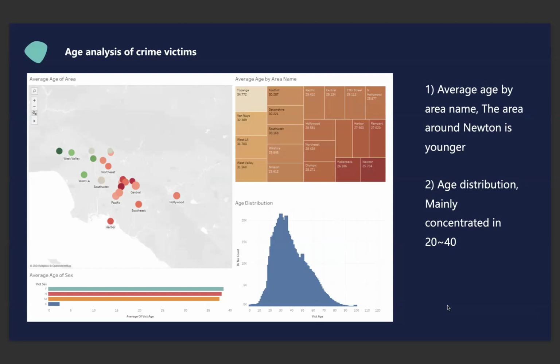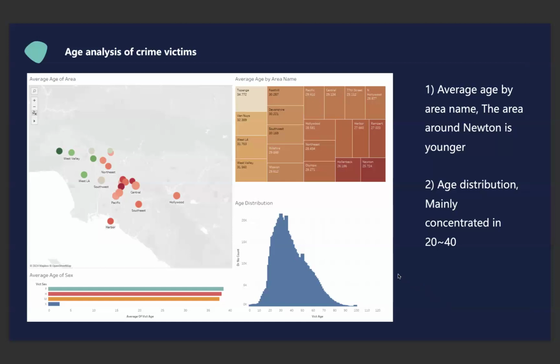This color coding helps to draw attention to regions where the victims are notably younger, indicating a higher likelihood of underage victims. Such areas may require more immediate attention and targeted interventions. From the map, it's evident that the regions near Newton have a generally younger demographic of victims, suggesting a potential hotspot for youth-related incidents. Moving to the right side of the dashboard, we have a box chart.